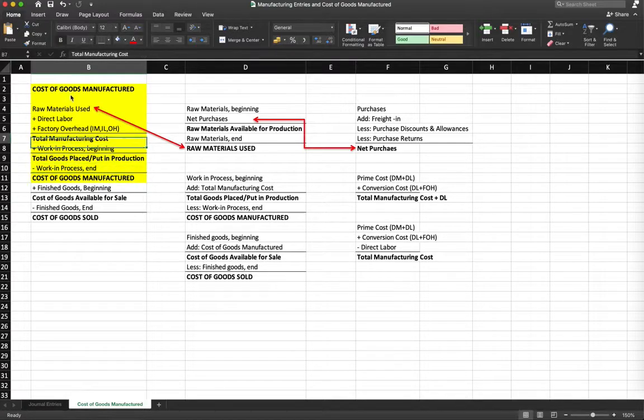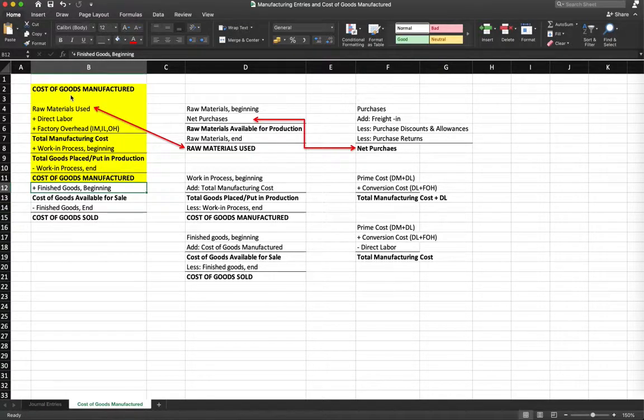Okay? Total manufacturing cost, that is the work in process during the period. And yung work in process beginning, yan yung work in process na natira last period. Pag pinagsama mo yung dalawa na yan, that is the total goods placed in, or put in production for the period. Okay? Yung during the period plus yung at the beginning of the period, yan yung mga total goods placed in production or for the period. Okay? Less work in process end, cost of goods manufactured. Ito yung mga nagawa or na-produce during the period.